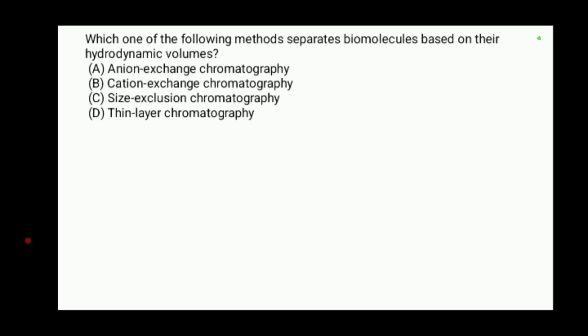Next, which one of the following methods separate biomolecules based on their hydrodynamic volumes? Option A, anion exchange chromatography. Option B, cation exchange chromatography. Option C, size exclusion chromatography. Option D, thin layer chromatography. And the correct answer is option C, that is size exclusion chromatography.